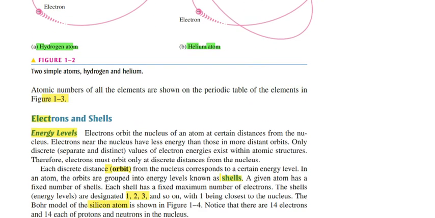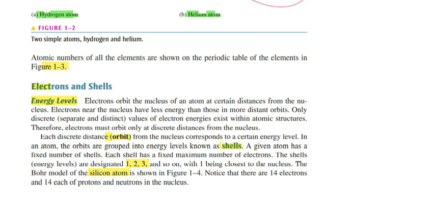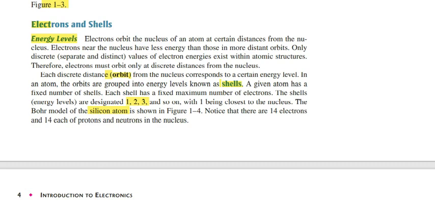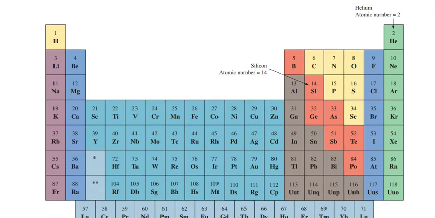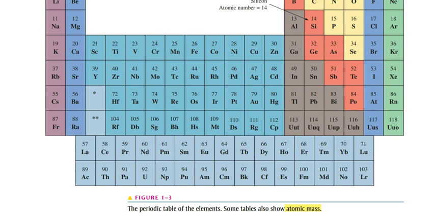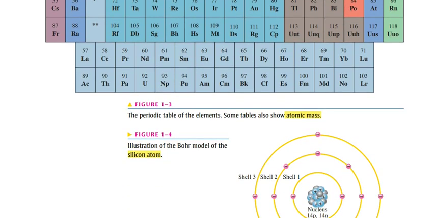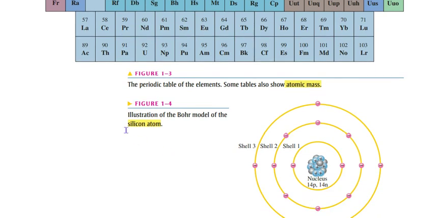Next point is electron and shell, which is a subpoint of atoms. In this point, we read about how to divide the electrons in their shells, and this is the periodic table, which is formed by atomic masses. And atomic mass is the number of protons in the nucleus or electrons in the atom. And this is the silicon atomic structure. Silicon has 14 protons, 14 neutrons, and 14 electrons.